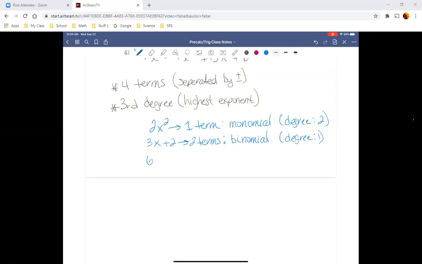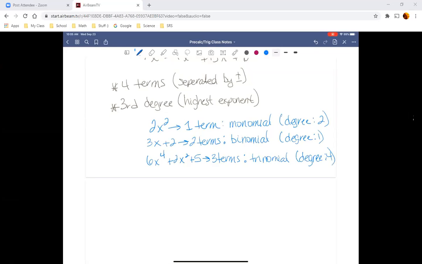And then what if we had 6x to the 4th plus 2x squared plus 5? How many terms does that one have? 3 terms. And a 3-term polynomial is called a trinomial. Because tri means 3, right? Did you guys ride your tricycle to bike today? And for the fun of it, what's the degree of this polynomial? 4. Yep.